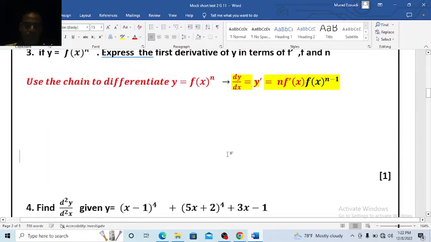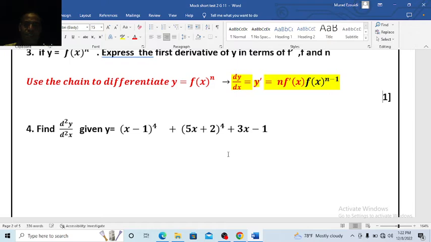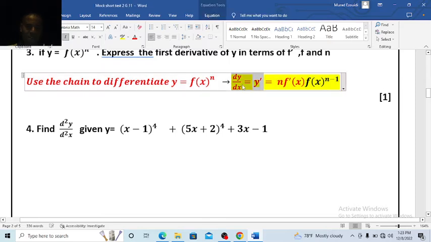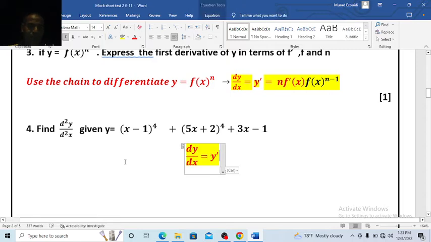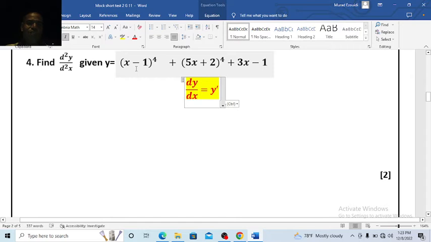Now for the second question: find the second derivative of y with respect to x. Given y equals this, I will apply this formula. To differentiate this, my learners, first of all I will make dy with respect to x, which is y dash. I will differentiate this first.